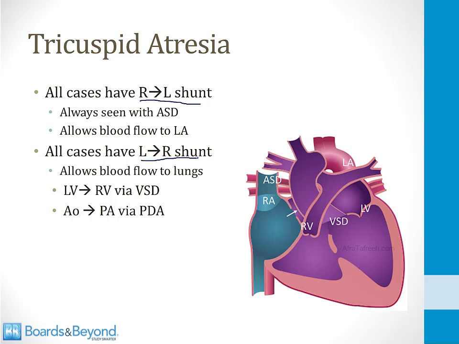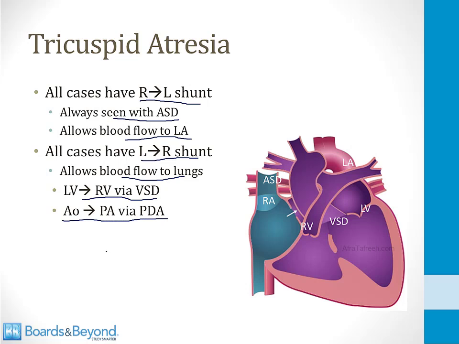So all cases of tricuspid atresia have an atrial septal defect. This allows blood to flow from the right atrium to the left atrium since it cannot go from the right atrium to the right ventricle. In addition, all cases have a left to right shunt that allows blood to flow to the lungs. This can be a left ventricle to right ventricle shunt via a VSD, or it can be an aorta to pulmonary artery shunt via a PDA.